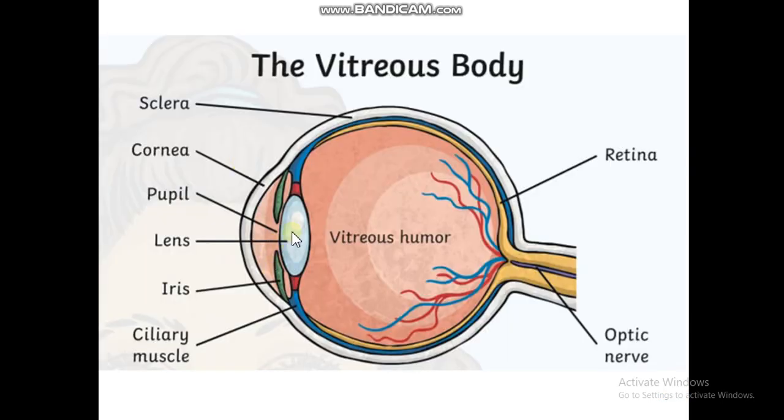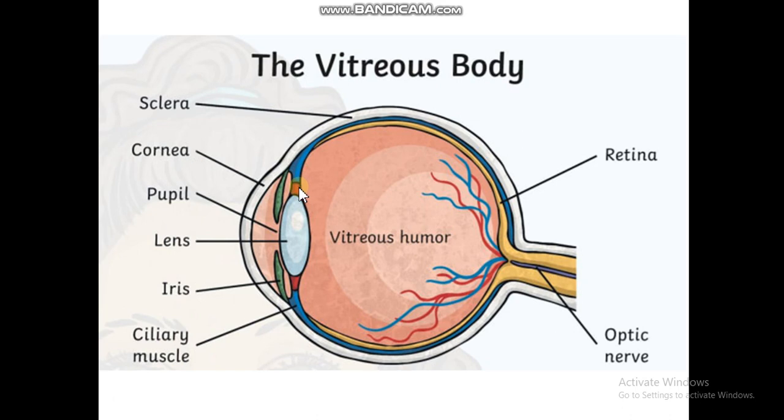Then behind the pupil we have a lens. One lens is present inside our eye. It is convex in shape. It is a convex lens. It is attached to the eye with the help of some muscles, and these muscles are known as ciliary muscles. This lens is attached with the help of ciliary muscles.